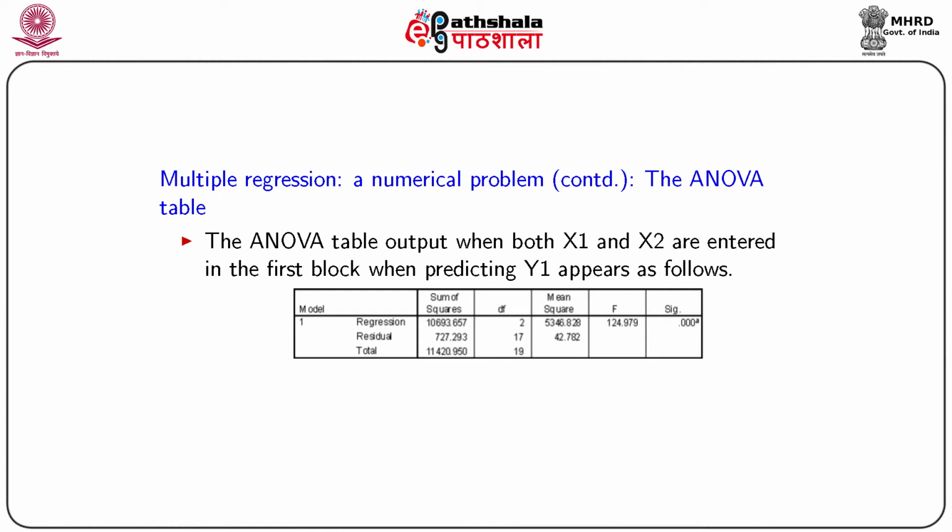And the regression mean square is 5346.83, which is computed by dividing the regression sum of squares by its degrees of freedom, which is 2. In this case, the regression mean square is based on 2 degrees of freedom because 2 additional parameters, beta 1 and beta 2, were computed.